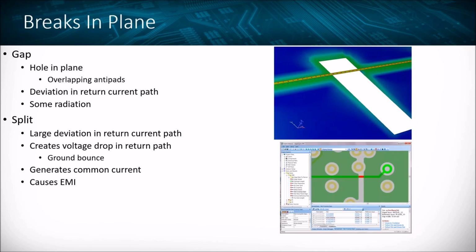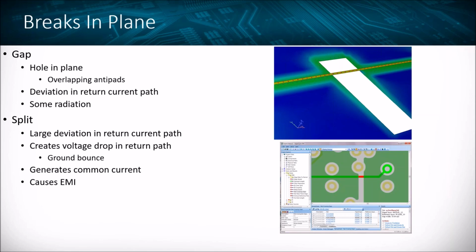Okay, so here are some examples of what would constitute a break in the reference plane. A hole in the plane could be as simple as overlapping anti-pads if you're routing a trace very close to that. Overlapping anti-pads will not allow that return current to run directly under your signal. This causes deviation in the return current path, and then general radiation overall.